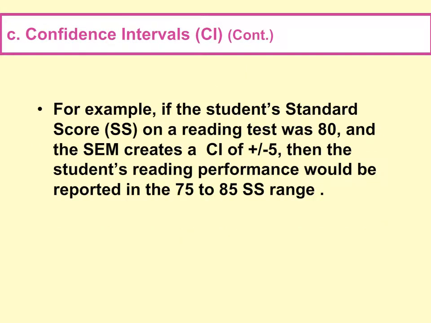Confidence intervals continued. For example, if the student's standard score on a reading test was 80 and the SEM creates a CI of plus or minus 5, then the student's reading performance would be reported in the 75 to 85 standard score range.